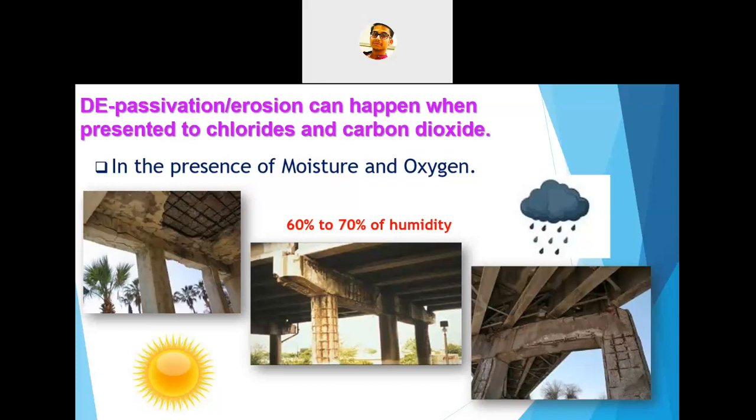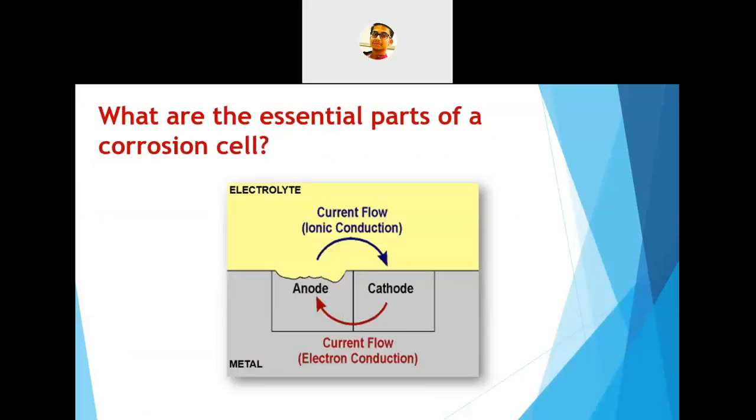The main important thing here is that the presence of moisture and oxygen for both of the cases is quite important to initiate corrosion. So now, what are the essential parts of a corrosion cell? Before going into this, I want to say that for a corrosion cell to be completed, we need some elements. So we need to have an anode, a cathode, an ionic conductor and also an electronic conductor. How it happens in the corrosion cell, I'm going to explain.